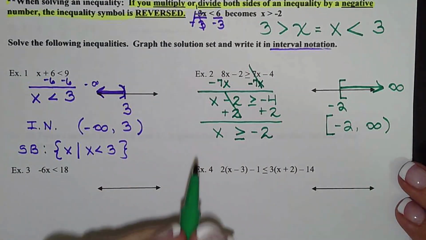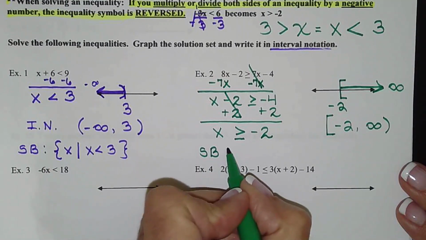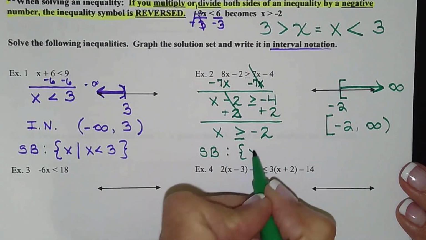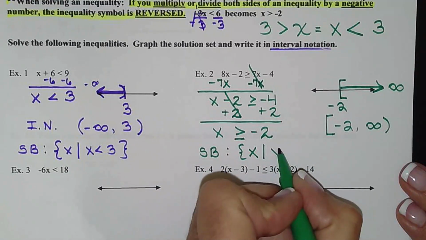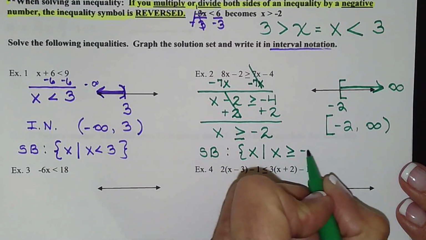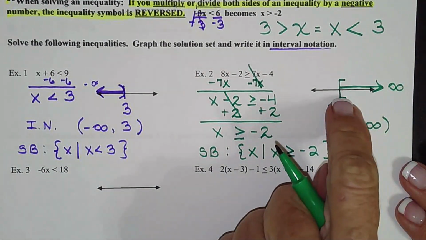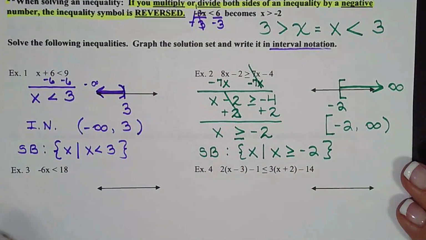And we'll do one more set builder notation just to practice. So first I look and see what letter they're using, x, such that, and then I just plop my answer in there. X is greater than or equal to negative 2. So graphing, interval notation, set builder notation.